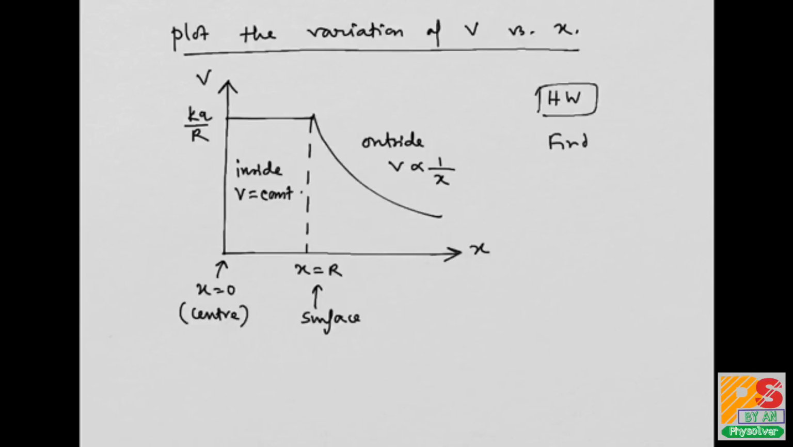For homework, I can give you: find the gravitational field potential due to a uniform shell.